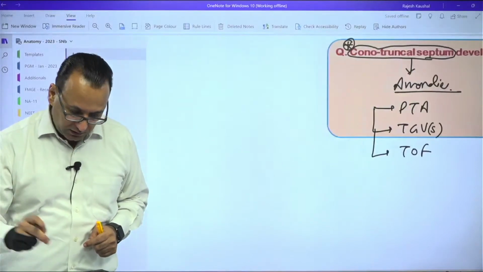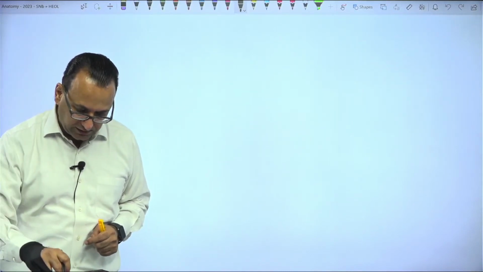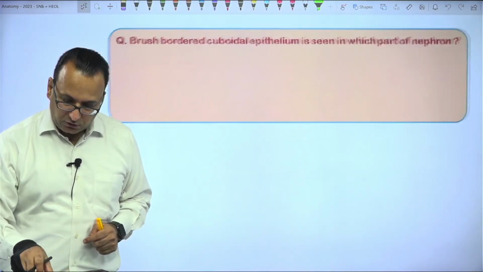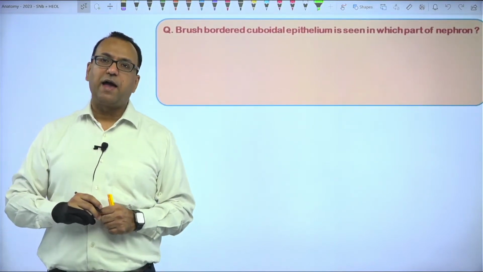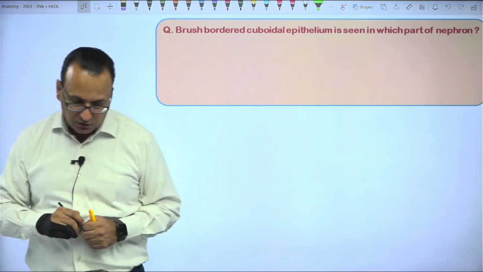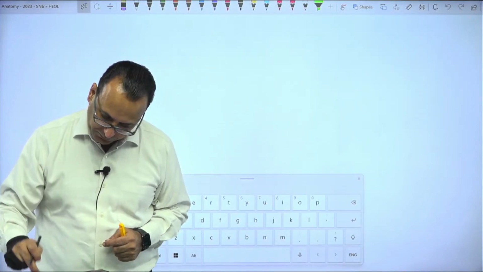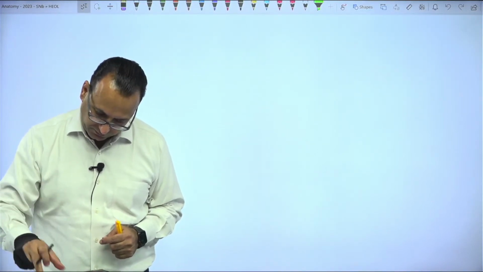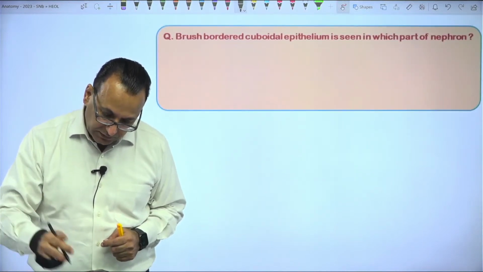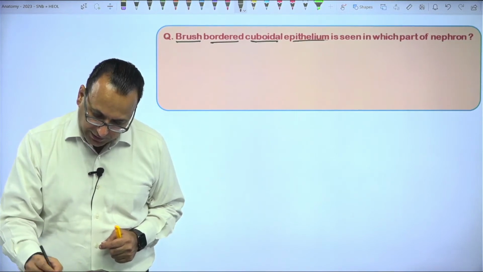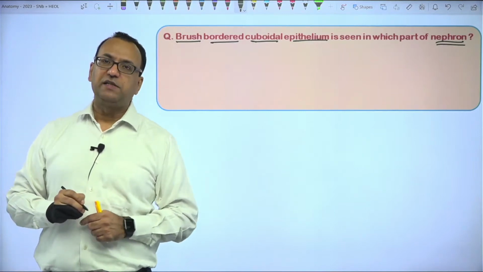Okay, so let us look at some of the questions which belong to histology, because recently we have seen a lot of histology questions keep appearing in INI-CET exam and All India PG exam. So, what do you think is the answer to this question? It is asking us about the brush bordered cuboidal epithelium in which part of nephron? What do you think? Yes, you already have answered, proximal convoluted tubule.